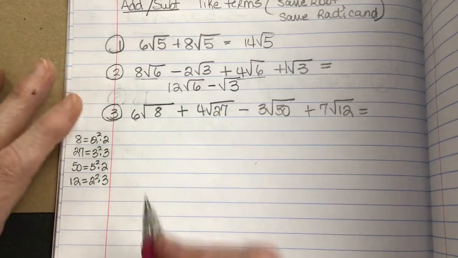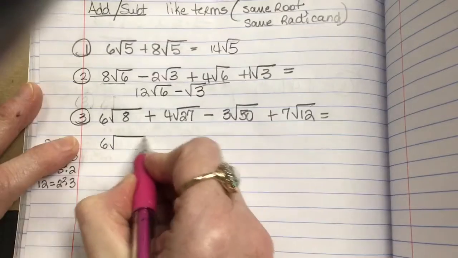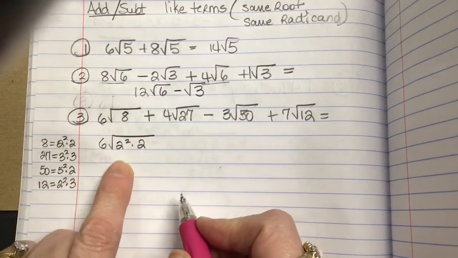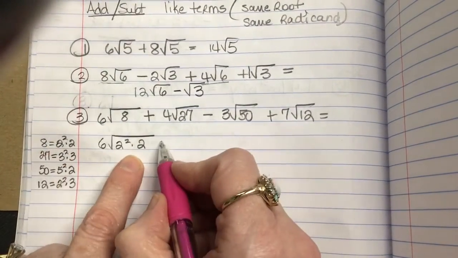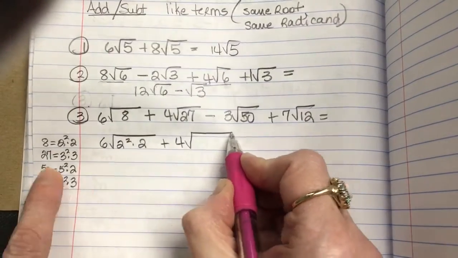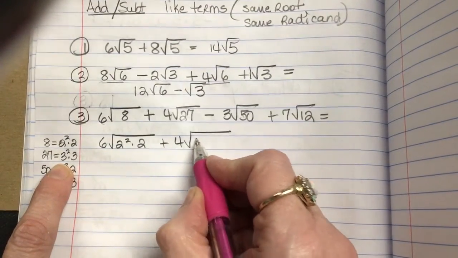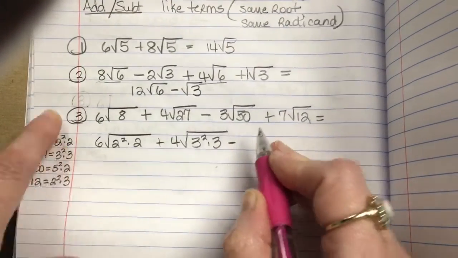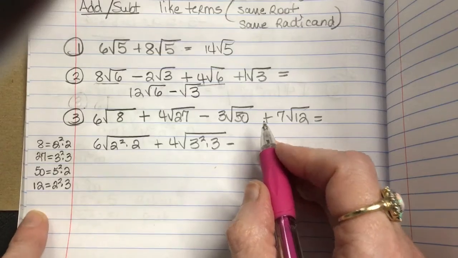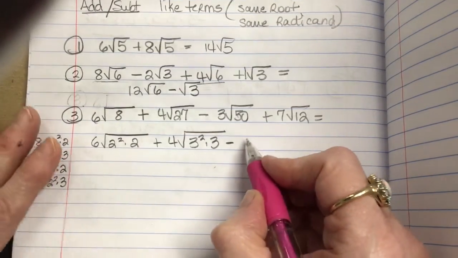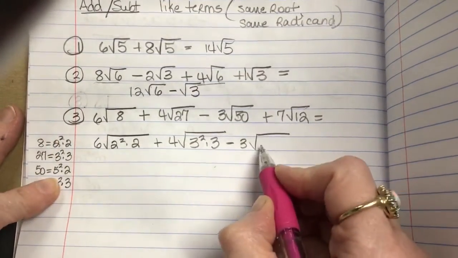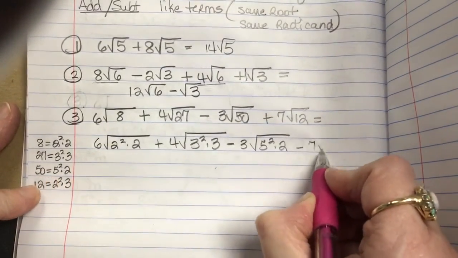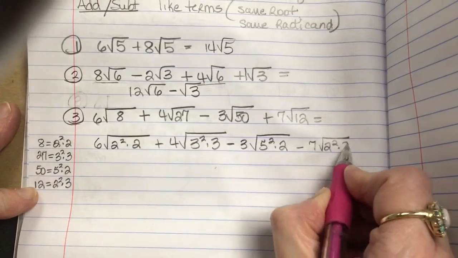So watch what we're going to do. We're going to have 6, and then I'm going to put that 2 squared times 2 in for the square root of 8. I'm putting that extra step in. See how I'm doing it? Plus 4 times the 27 is the 3 squared times 3. And this is just factor trees. I just didn't go through the birthday cake thing, but it's exactly what we did. And 50 underneath there is going to be 5 squared times 2. And the 12 is going to be 2 squared times 3.